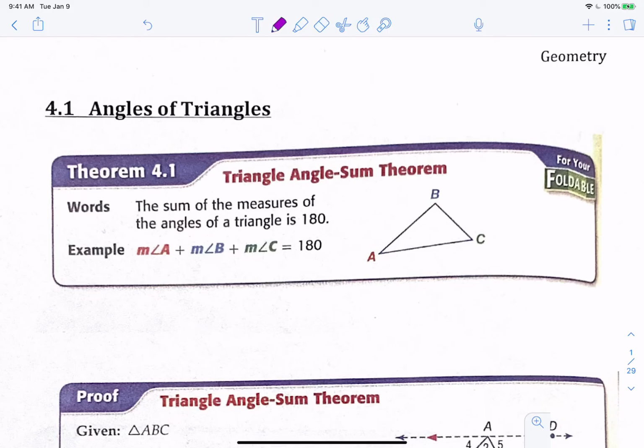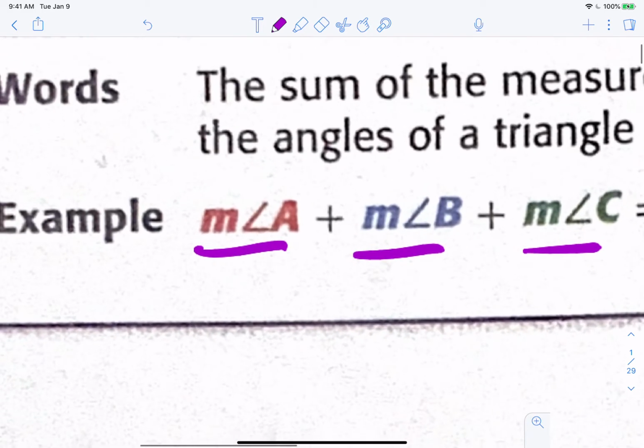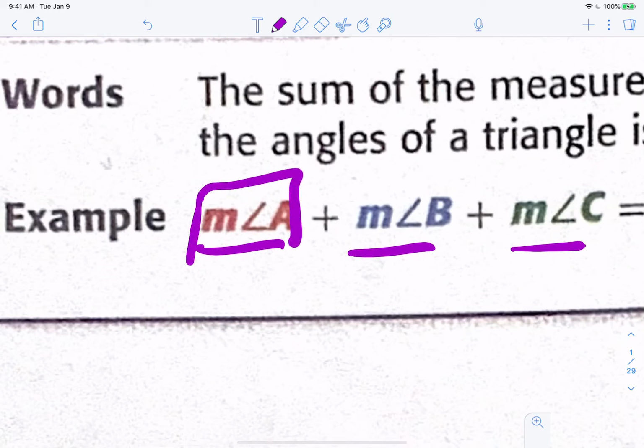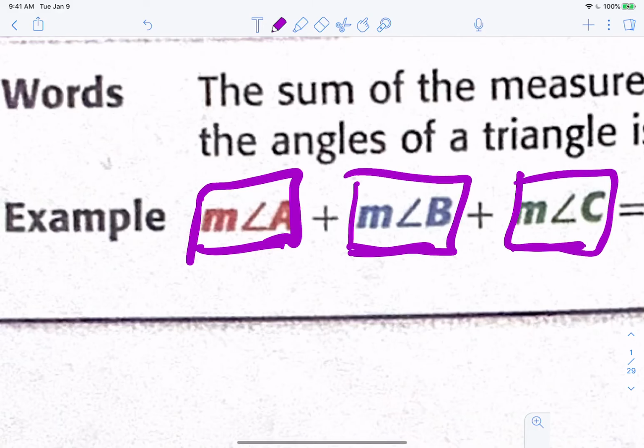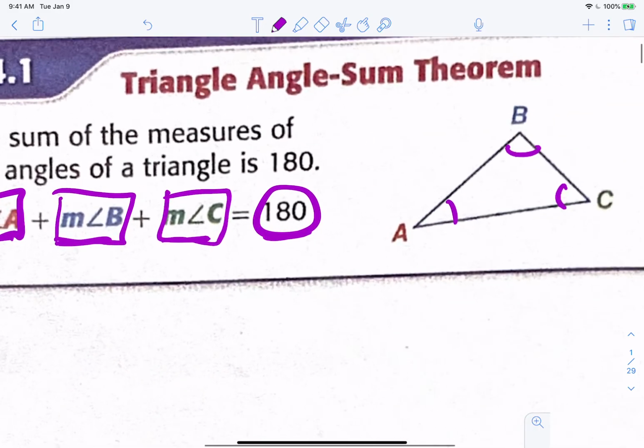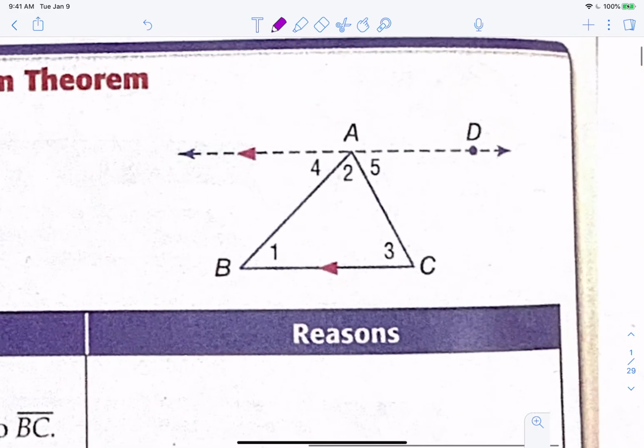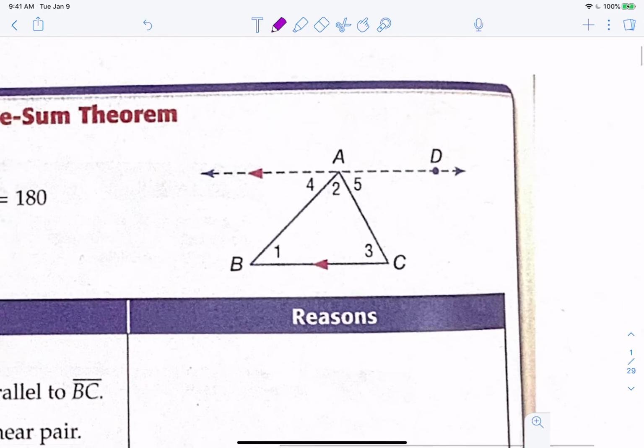Pretty easy section today. All three of these angles add up to be 180 degrees. When it says M, angle A, this means the measure of angle A, the measure of angle B, the measure of angle C. So when it has that M in there, that's what that means. Down here, the bottom half of the page, is a proof of why they add up to be 180 degrees.